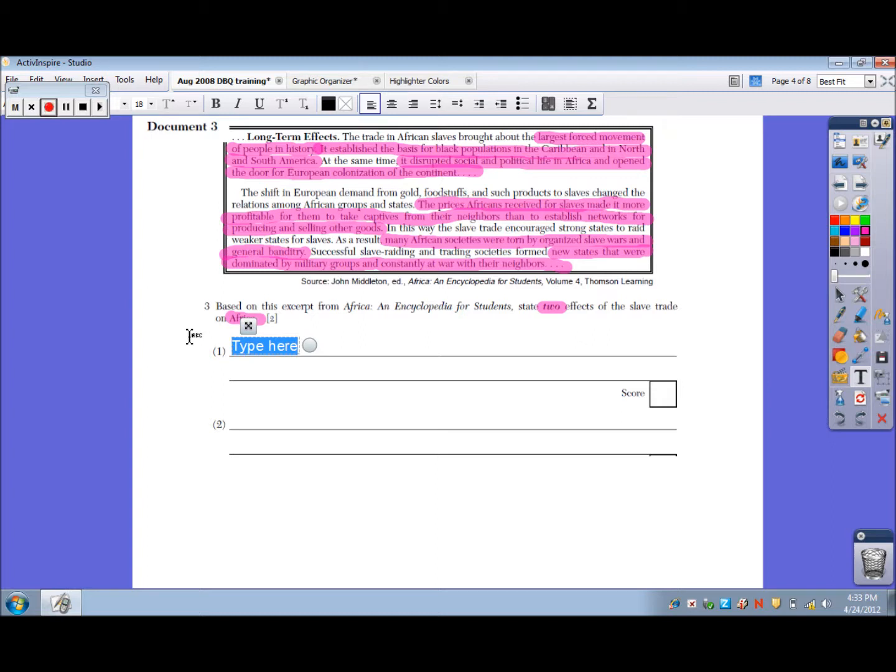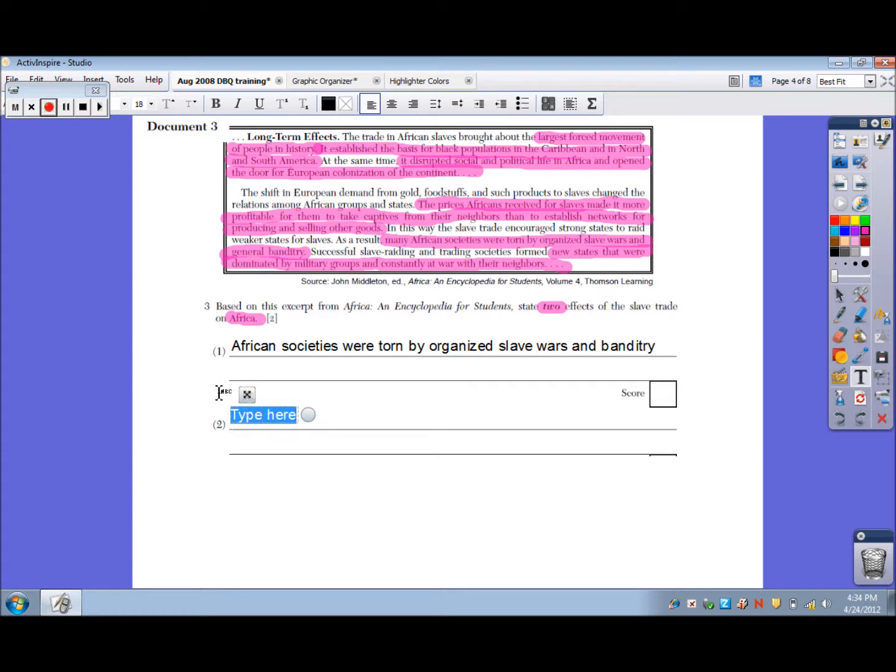So the 2 things I'm going to choose here and that I want you to write down is that you could write down how African societies were torn by organized slave wars and banditry. That means, banditry means bandits taking advantage of people, robbing. Think about almost like pirates, but you're not on the ocean. So banditry.